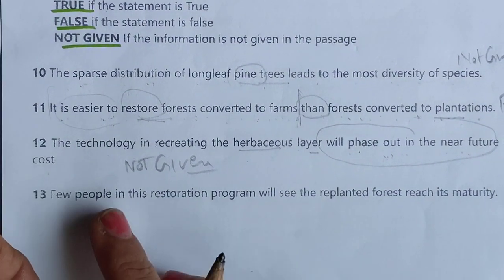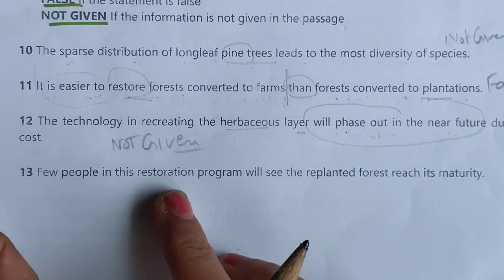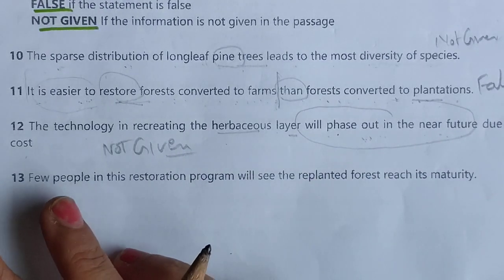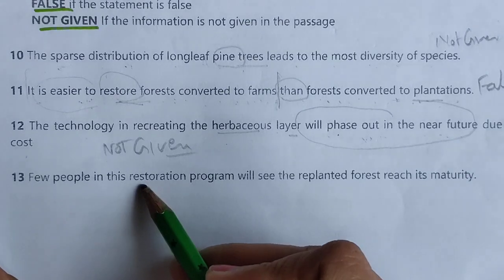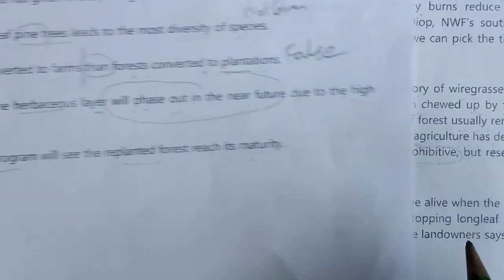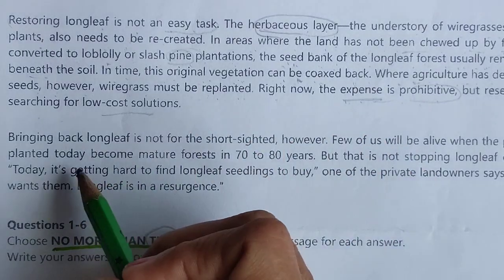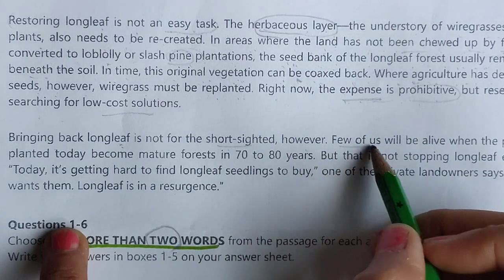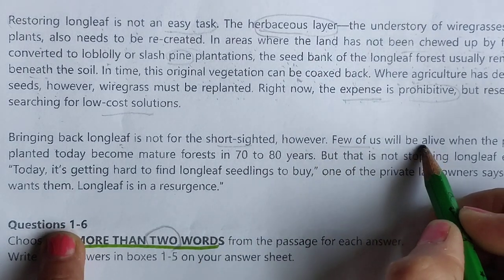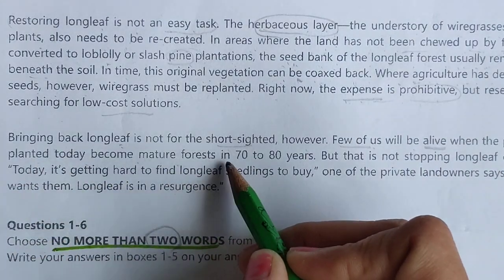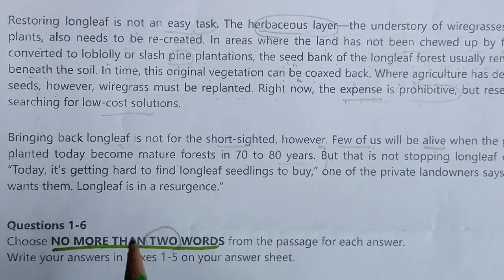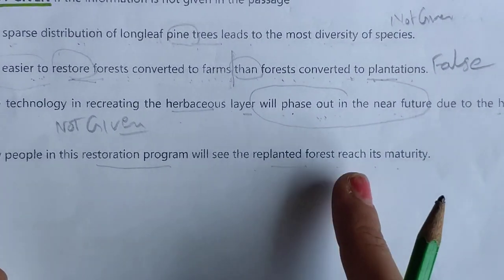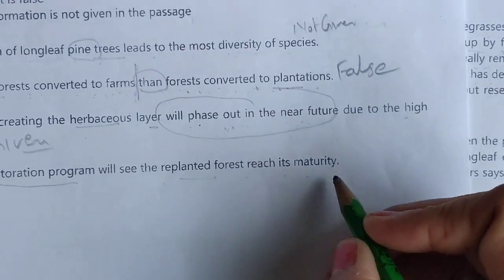Now coming to the 13th: few people in this restoration program will see the replanted forest reach its maturity. This paragraph was left for last. Bringing back longleaf is not short-sighted. However, few people will be alive when the pines being planted become mature forest in 70 to 80 years. It means few people in this restoration program will see the replanted forest reach maturity. So this is true.